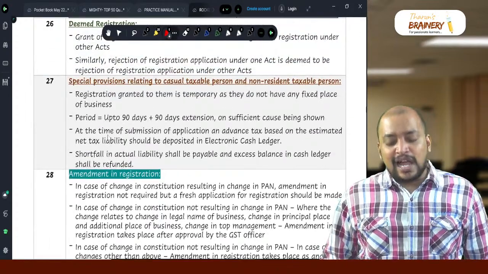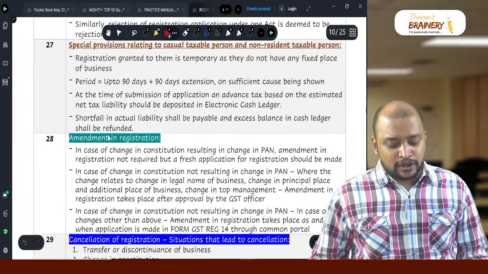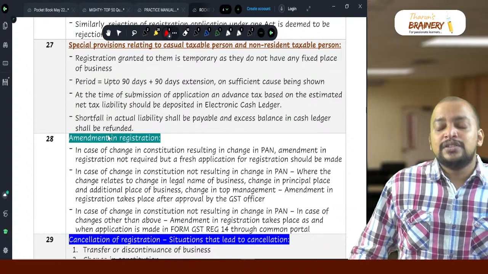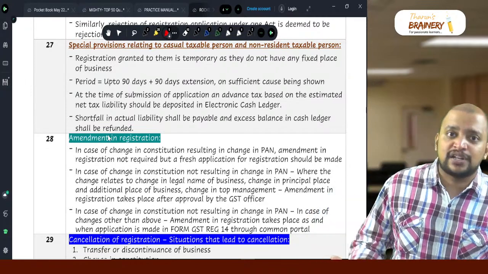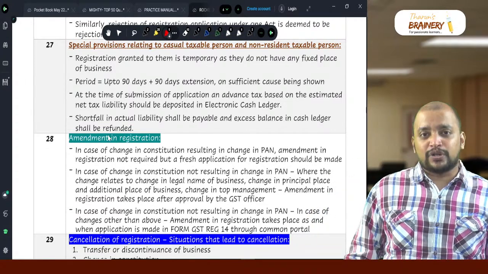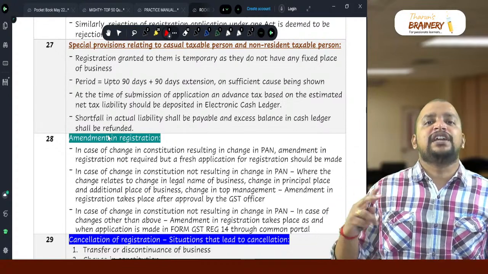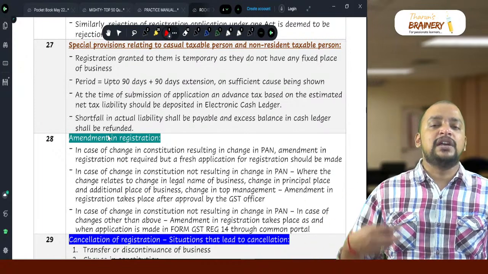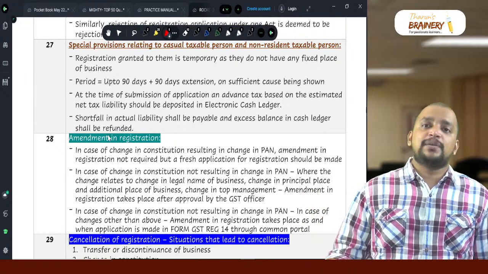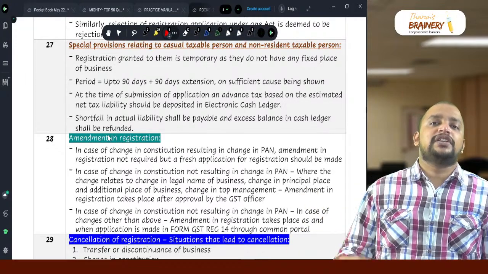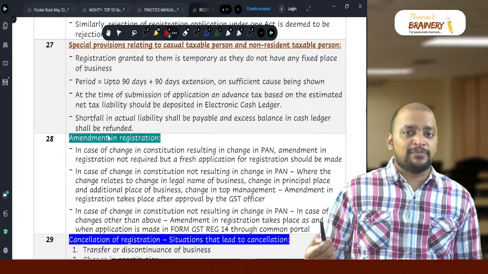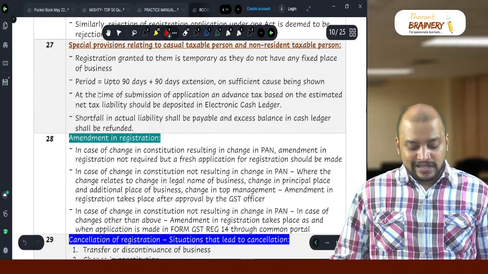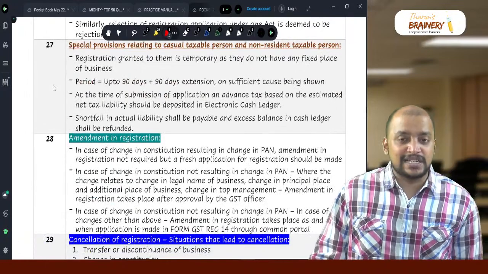Now, at the time of making application for registration, these people are required to make an advance tax deposit. That advance tax will be the estimated net tax liability. They need to estimate what will be their gross liability and what will be their input tax credit. That difference is the net tax liability they need to deposit in the electronic cash ledger. Suppose there is any excess balance in the electronic cash ledger after their registration expires, that balance will be refunded. Suppose there is any shortfall, the liability will be payable from the cash ledger, and they need to pay any further shortfall. Okay, so that is about section 27, special provision for CTP and NRTP.